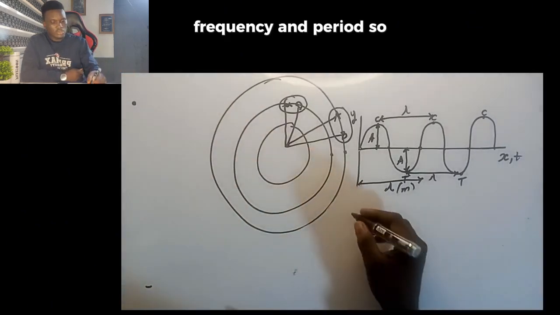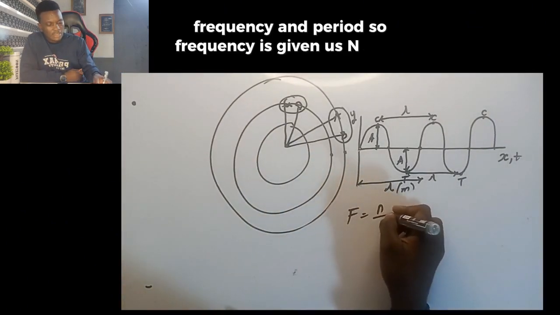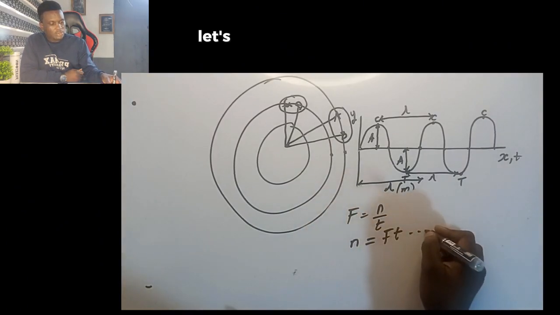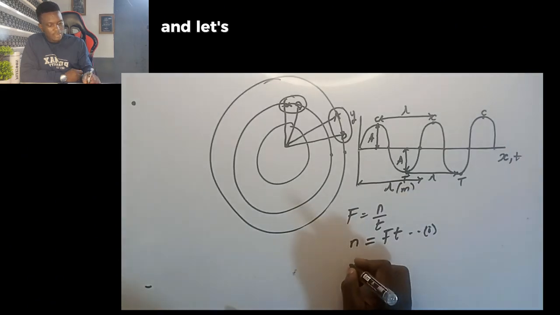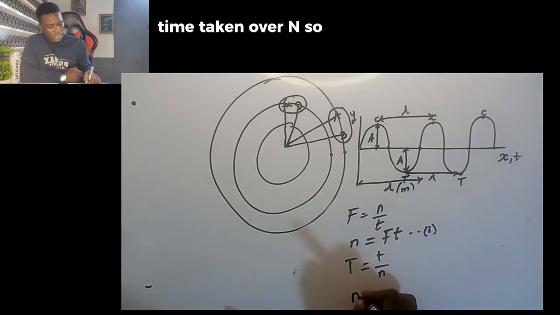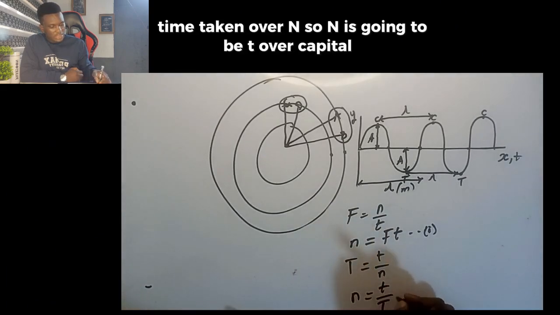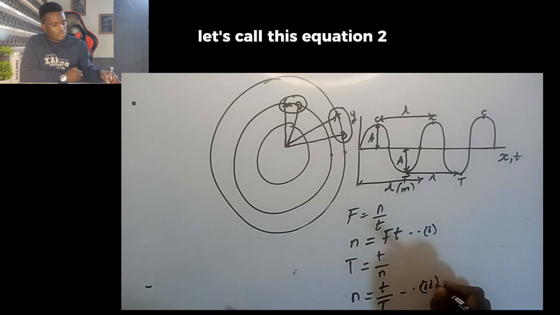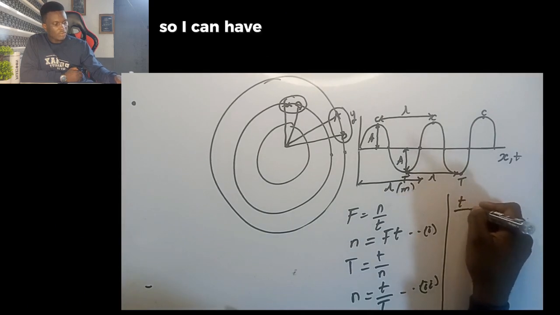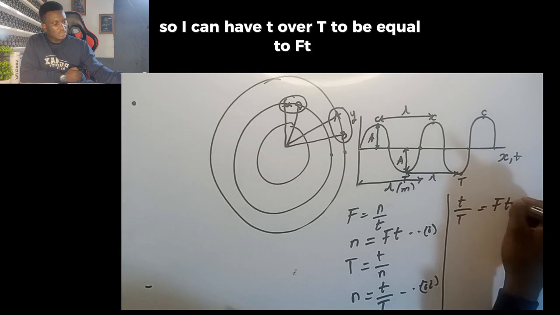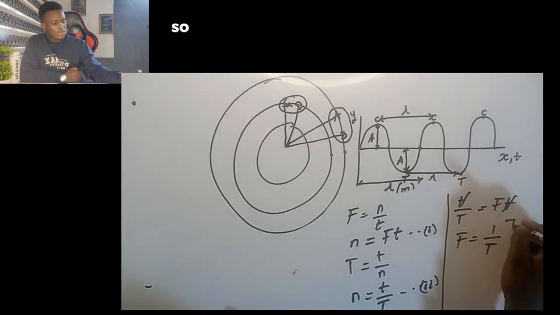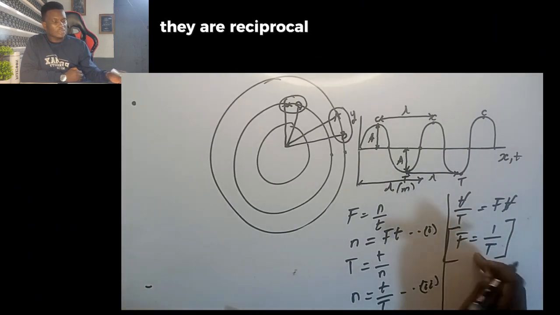Frequency is given as n over t, meaning that n is going to be f times t, right? Let's call this equation 1. And let's say period is also going to be time taken over n, so n is going to be t over capital T. Let's call this equation 2. So introducing equation 2 and equation 1, I can have t over T to be equal to f t. So my t and t here can go, so my f can be equal to 1 over T. So you can see that frequency and period are reciprocals.